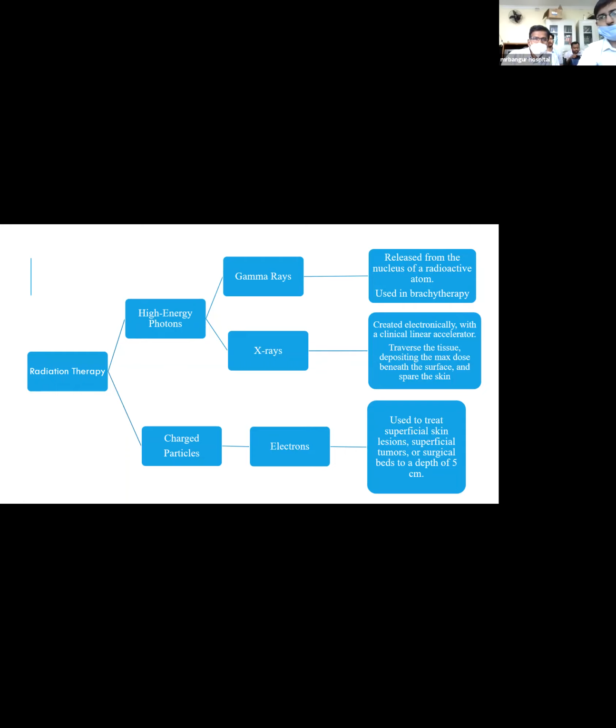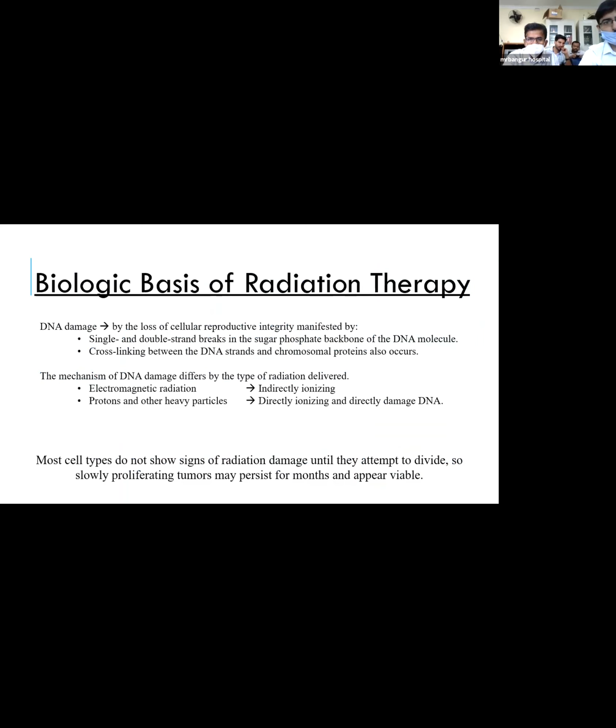Gamma rays are released from the nucleus of a radioactive atom, and they are usually used in brachytherapy. Whereas X-rays are able to traverse the tissue and deposit the maximum dose beneath the surface, and they spare the skin. Charged particles include electrons, which are used to treat superficial skin lesions, superficial tumors, or surgical beds to a depth of 5 cm.